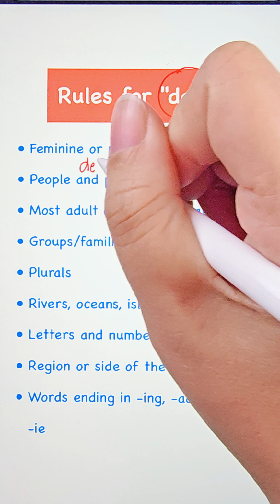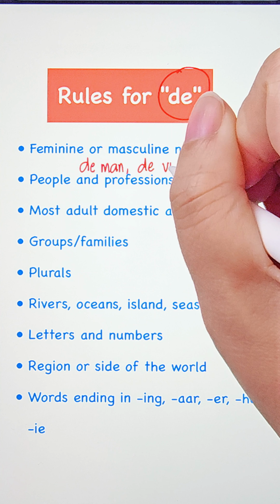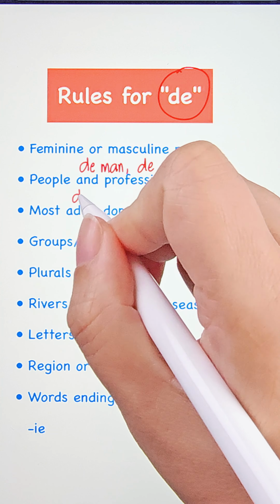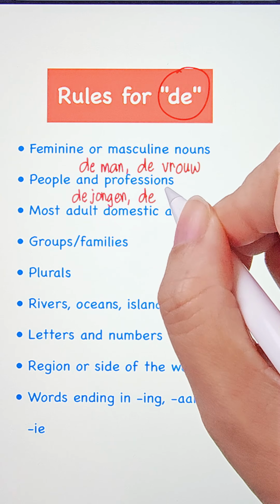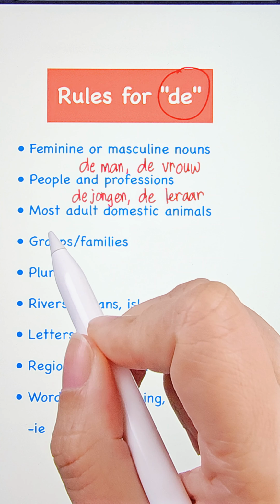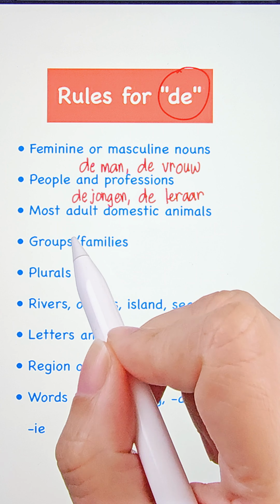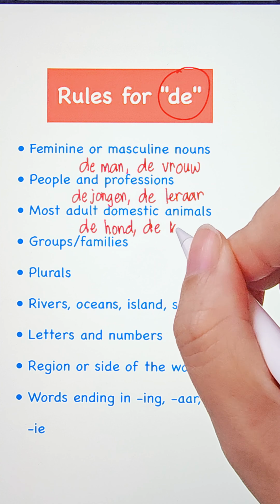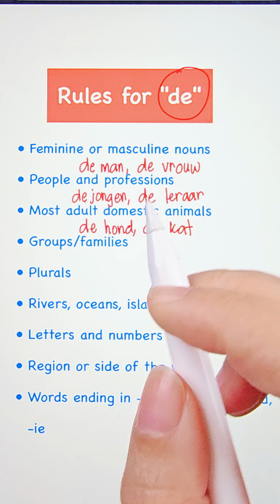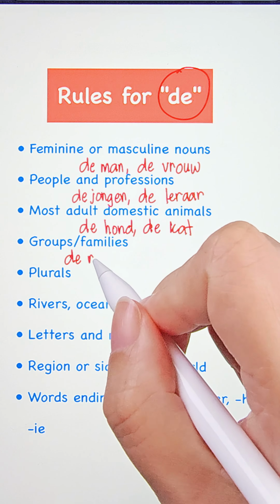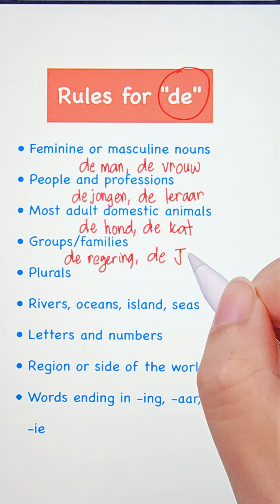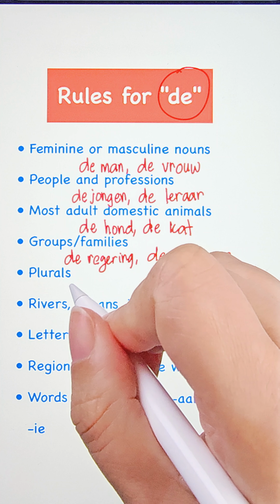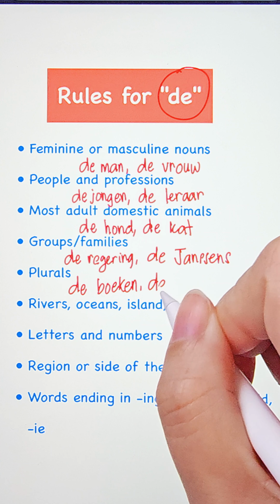For example, de man, de vrouw. It's also used for people and professions, like de jongen, de leraar. It's also used for most adult domestic animals. For example, de hond, de kat. It's also used for groups or families, like de regering, de Janssens, and all plurals. For example, de boeken, de kinderen.